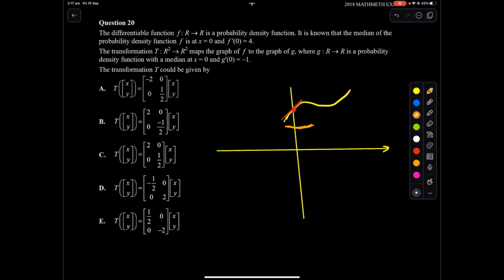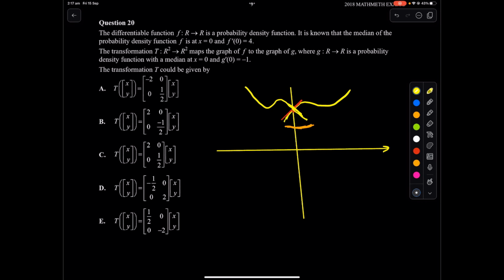Well, okay. Let's have a look. Here, let's look at A. What they've done is they've reflected it along the y-axis. So if we reflect this along the y-axis, imagine this whole thing, something like that. Okay, the gradient will change.